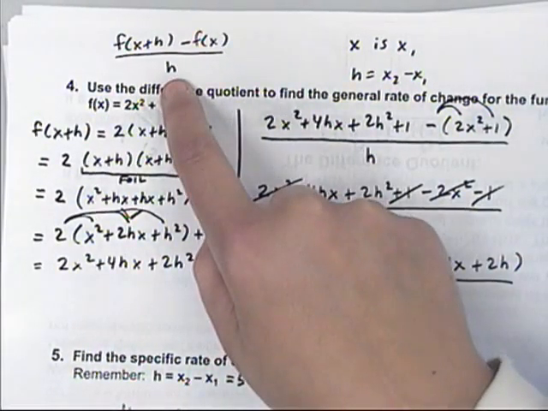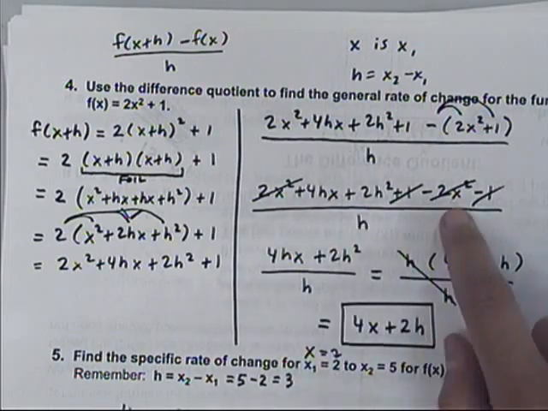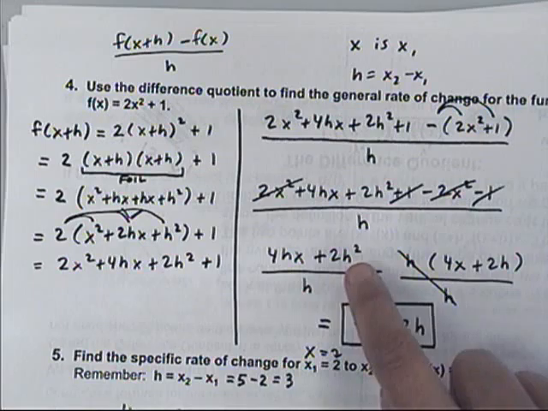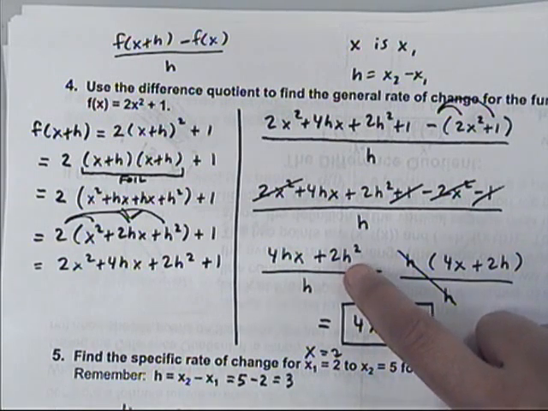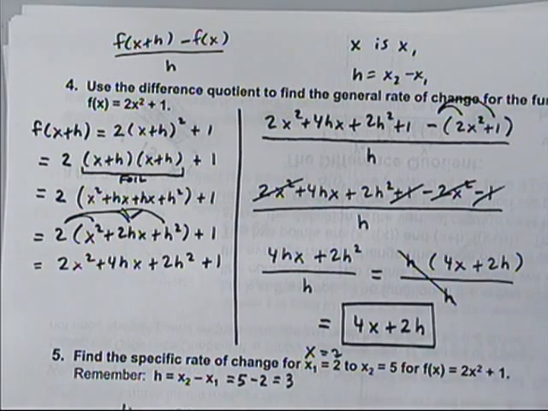1, 2, 3. Then I subtract here. A lot of parts cancel: 2x squared minus 2x squared, 1 minus 1, which gets me this. And then almost always all I have to do is just factor out an h, which cancels with the h on the bottom, to get my final answer.